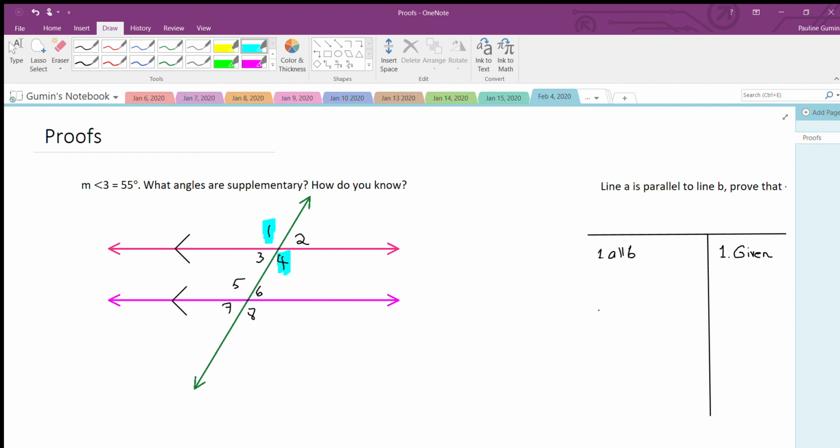5 corresponds with 1. They have the same value, which means 5 will be supplementary to 3 as well. Lastly, 8 is vertical to 5, which makes it the same value. 5 is corresponding with 1, which makes those the same value. 1 is vertical to 4, which makes those the same value. And 4 and 3 are supplementary. Therefore, all 4 of those angles are supplementary to angle 3. Wow, that was a mouthful.